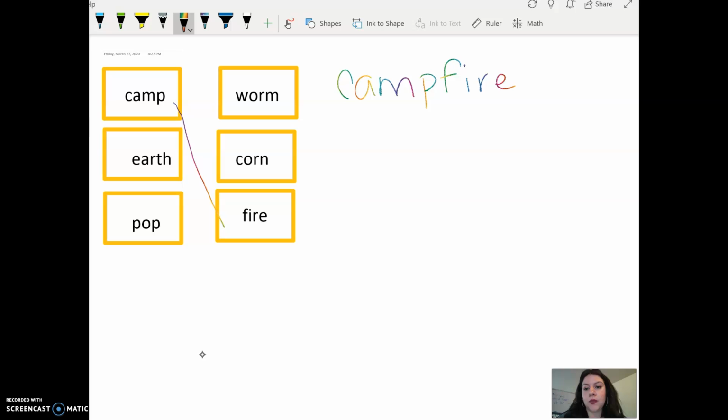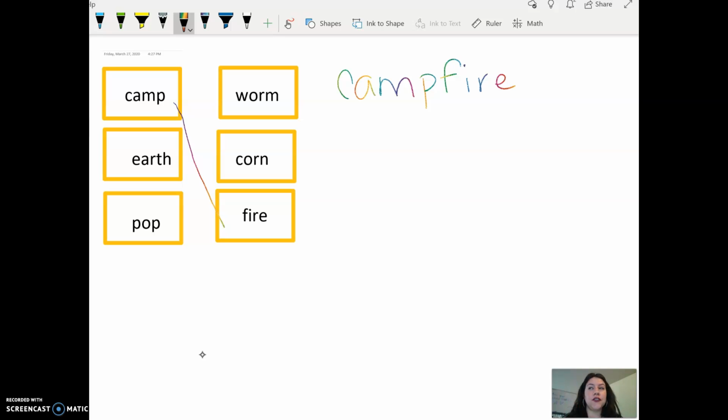that people set up when they go camping, right? They can make s'mores on this, they can sing songs around it, but I know that these two things can go together. Camp is when you go outside, fire is something that you can cook on, so together it makes this new word of campfire, something that people make when they go camping. The next word I have is earth. Okay, so I have earthworm.